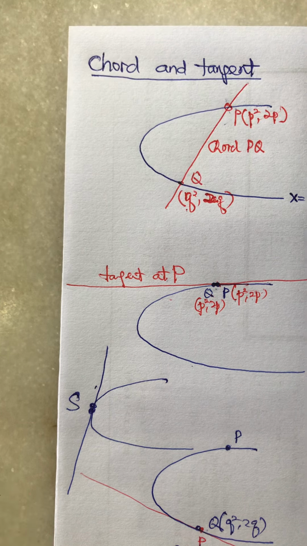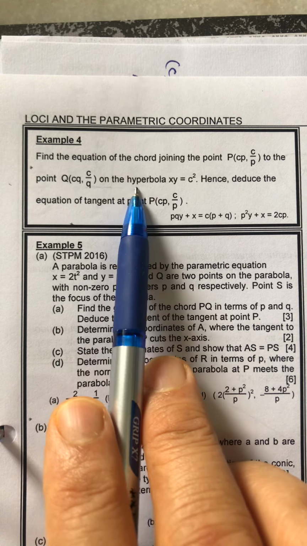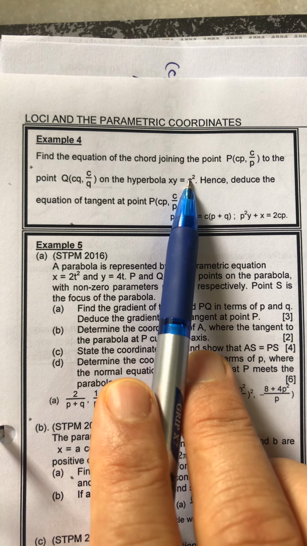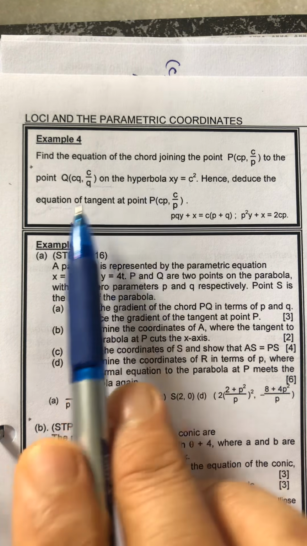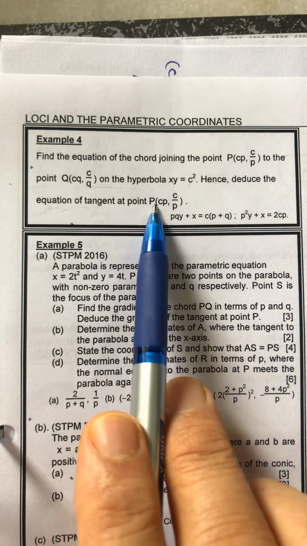Okay, so with this, now I'm going to explain to you example 4. Look at example 4. Find the equation of the chord joining the point (cp, c over p) to the point (cq, c over q) on the hyperbola xy equal to c square. Hence deduce the equation of the tangent. You see, they ask you to find the chord and then they want to find the tangent at the point P.